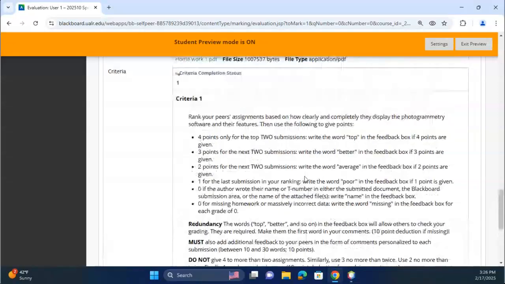So other things, more rules for this. Some people are really nice, and some people are really not nice. And therefore, I put in this constraint. You cannot give 4 to more than 2 people. Whichever 2 you think are the best, give the 4s to those. You cannot give 3 to more than 2 people, and you cannot give 2 to more than 2 people, and 1 for only 1 person.